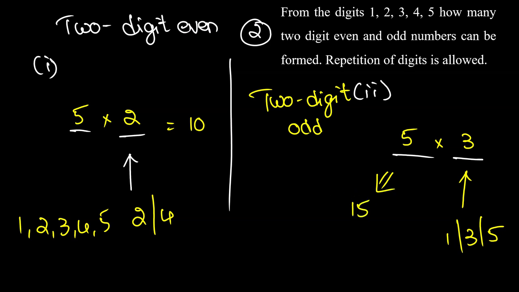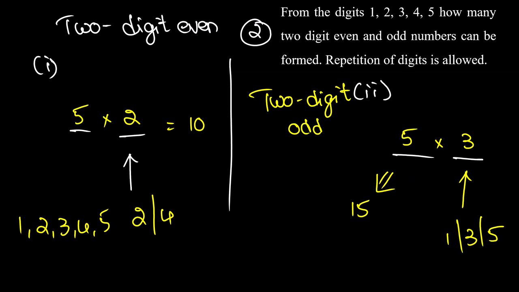If repetition is not allowed, what will be the answers? Let me know. Same question, first one, second one. If repetition is not allowed, the first one will be 4 into 2. Not 4 into 2 equals 8, but 4 into 2, because among 2 and 4, only one number you are using. We cannot use both at a time. There is only one place. Among 2 and 4, one number will be blocked for this place. Still 4 numbers are available. 4 into 2. Here also 4 into 3, because among 1, 3, 5, one number will be used here.